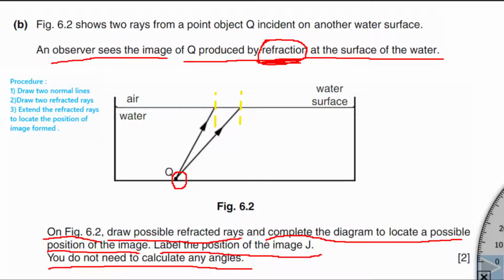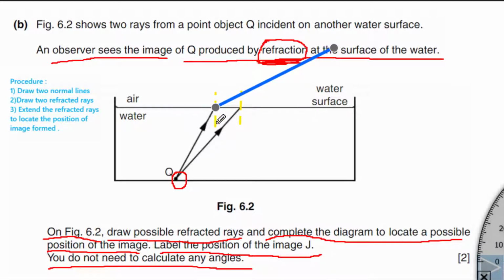We need to draw refracted rays. From here we can draw our refracted ray. If there is no change in medium, this will go in a straight line like this, but in this case there is a change in medium, so it will bend away from the normal because waves are moving from a denser to an optically less dense medium, so it will bend away from the normal. So we can draw our refracted ray like this.